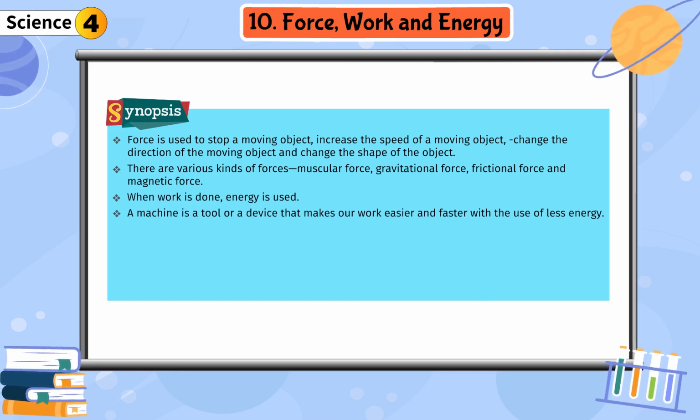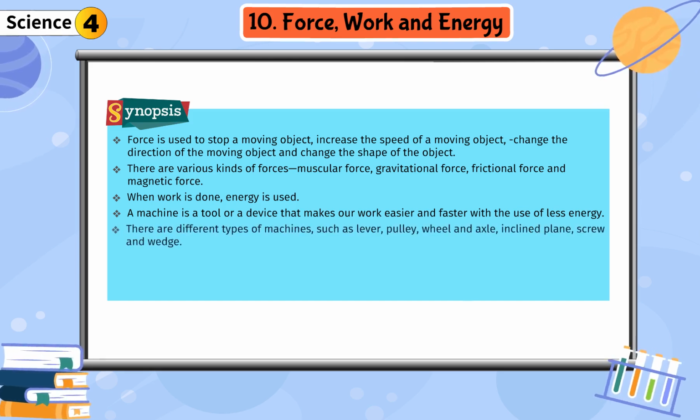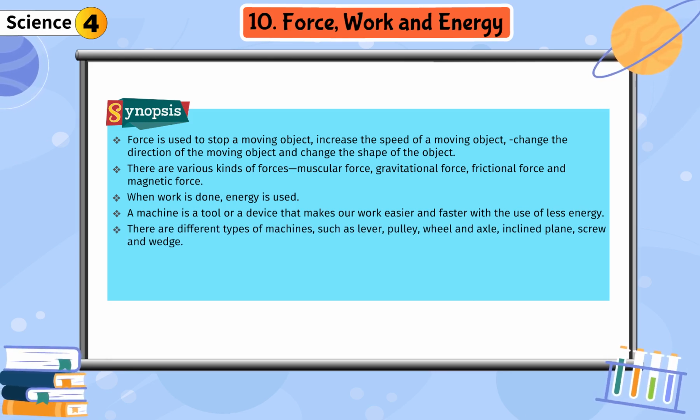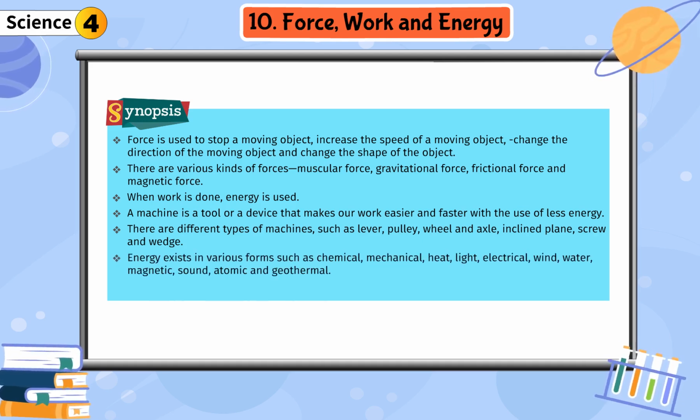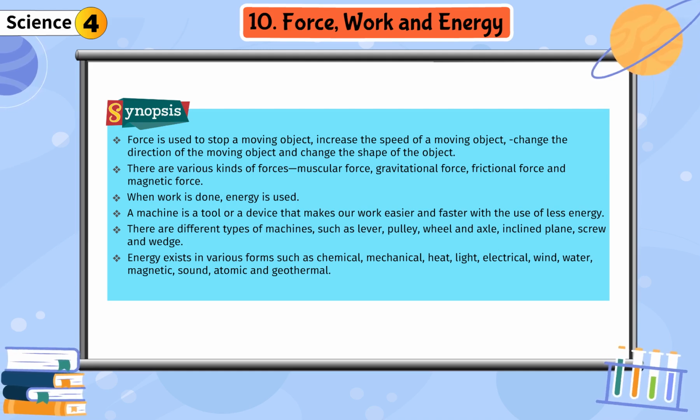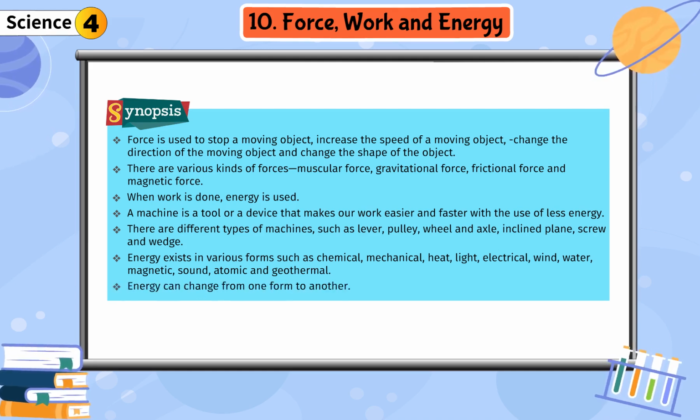A machine is a tool or a device that makes our work easier and faster with the use of less energy. There are different types of machines, such as lever, pulley, wheel and axle, inclined plane, screw and wedge. Energy exists in various forms such as chemical, mechanical, heat, light, electrical, wind, water, magnetic, sound, atomic and geothermal. Energy can change from one form to another.